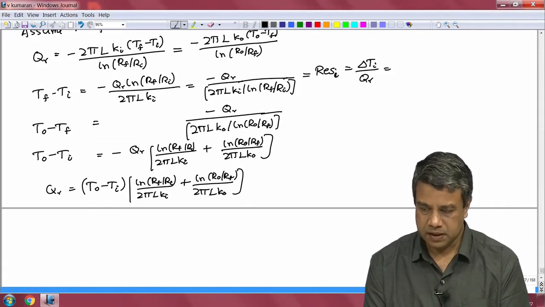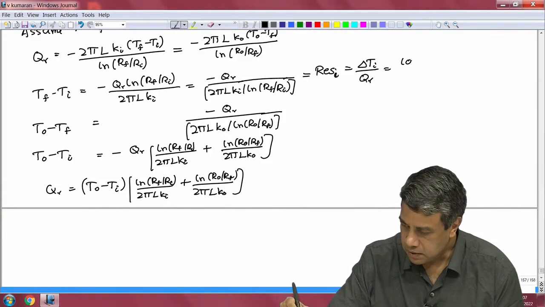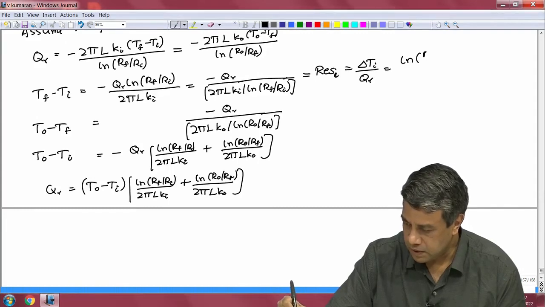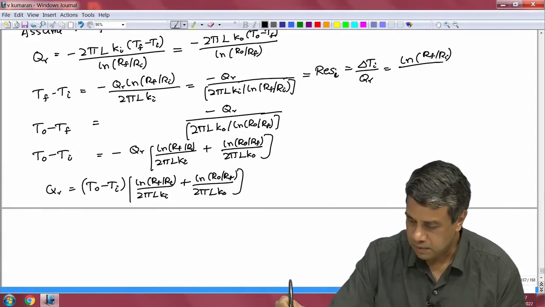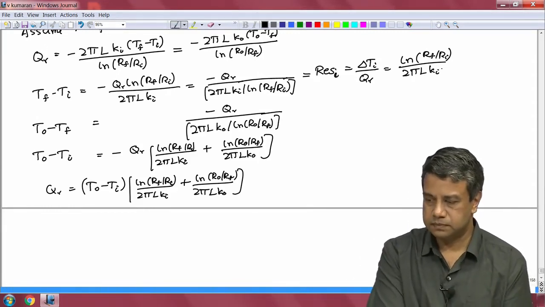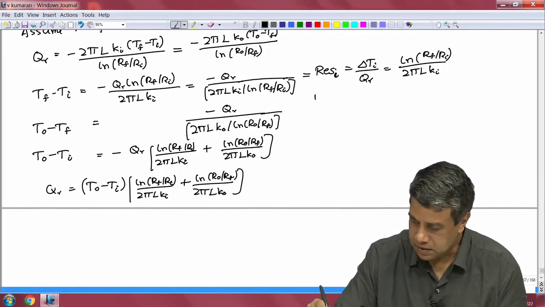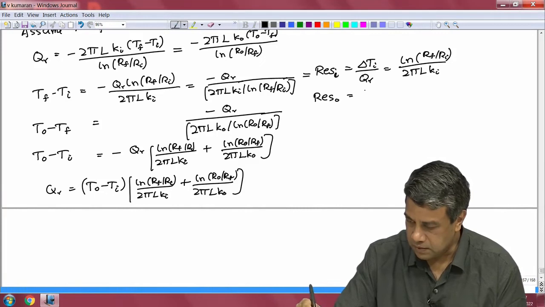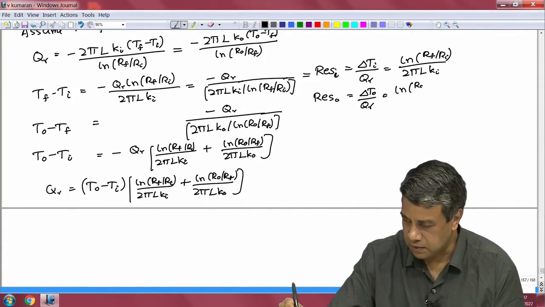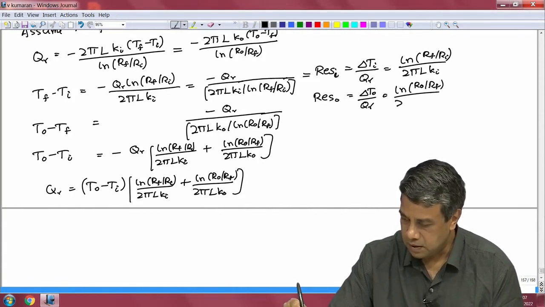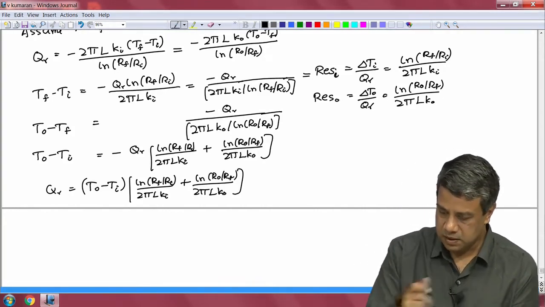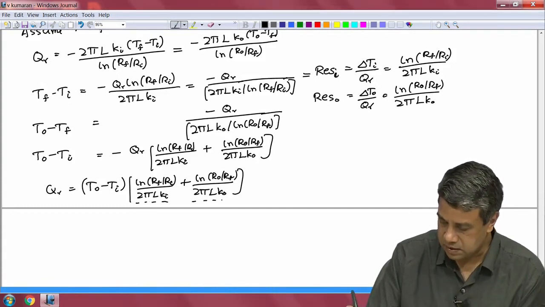So, delta T by QR will be equal to the natural log of RF by RI by 2 pi L Ki. And the resistance of the outer cylinder will be equal to delta TO by QR, which is the natural log of RO by RF by 2 pi L KO. So, these are the two resistances. This is the resistance of the inner cylinder, this is the resistance of the outer cylinder.